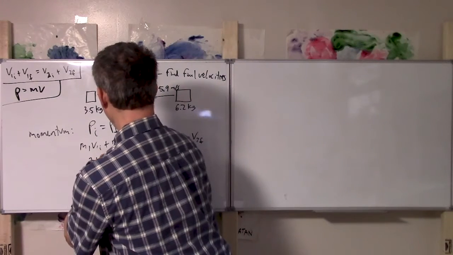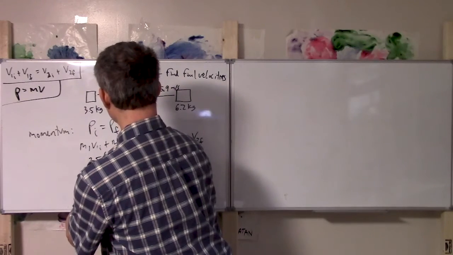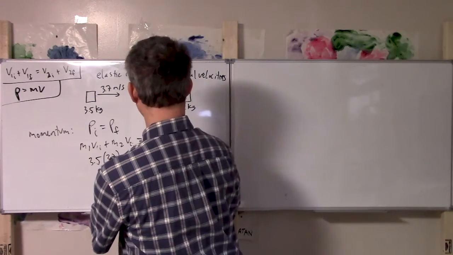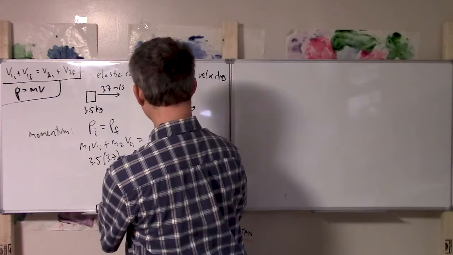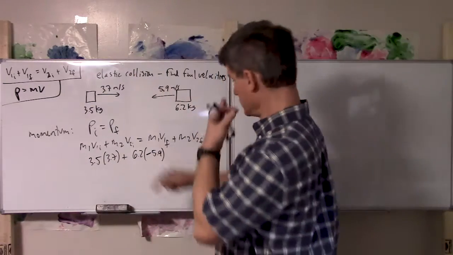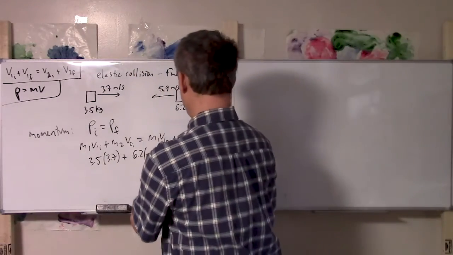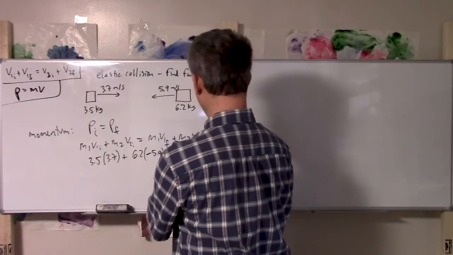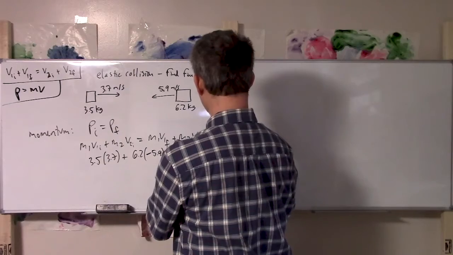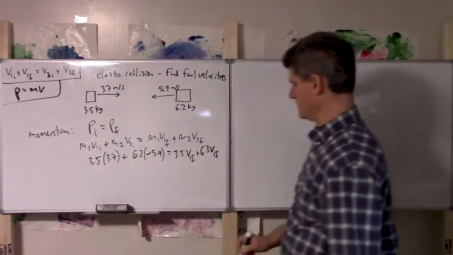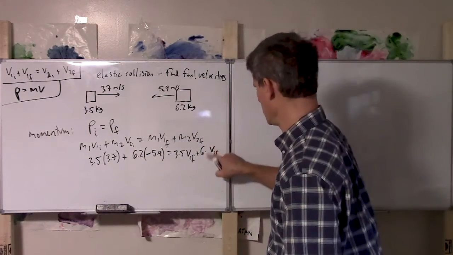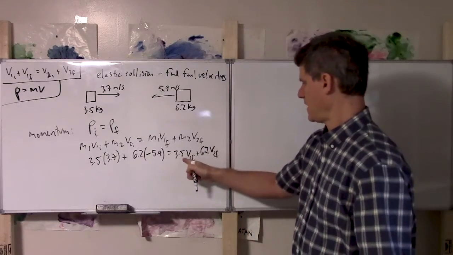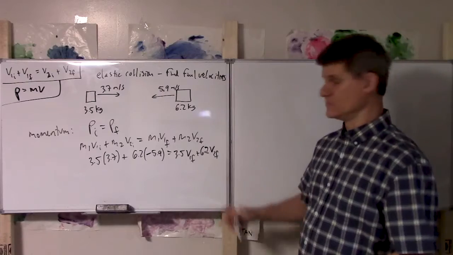m1 is 3.5 times 3.7 plus m2 is 6.2 times negative 5.9. Be careful with the negative sign, it is going to the left. Equals m1 is 3.5 times v1 final, which we don't know, plus 6.2 times v2 final, which we don't know. So there's our equation, and there are the two unknowns, v1 final and v2 final.